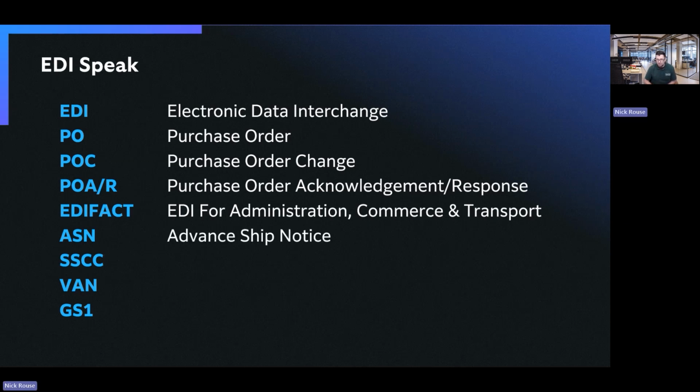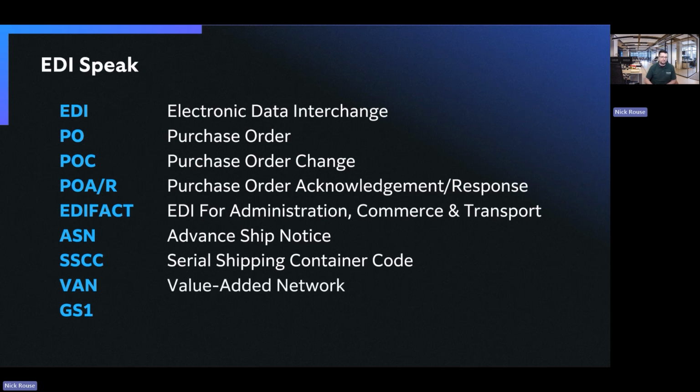ASN is an advanced ship notice. That's what we send to our customers to let them know what they can expect to receive. An SSCC, which is related to an ASN, is a serial shipping container code. So this is a container or a package or whatever that might be that's going to be holding items that are included in that advanced ship notice.